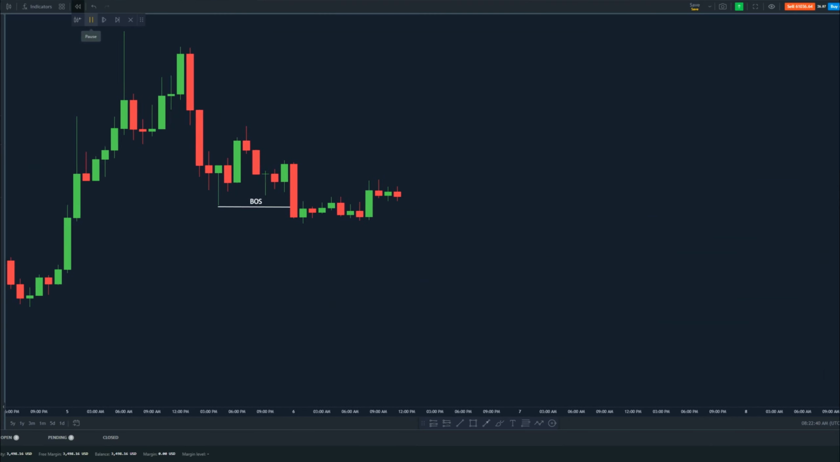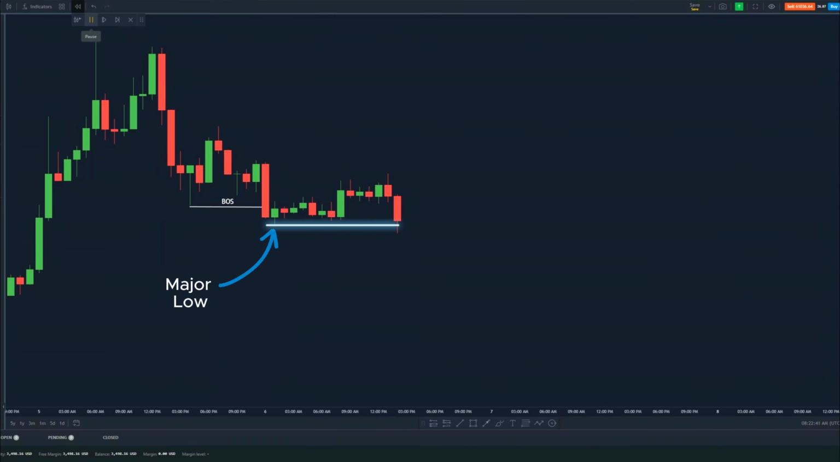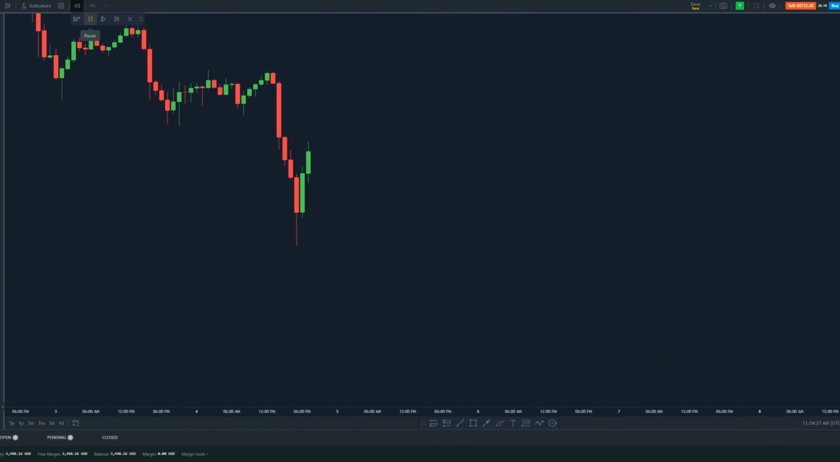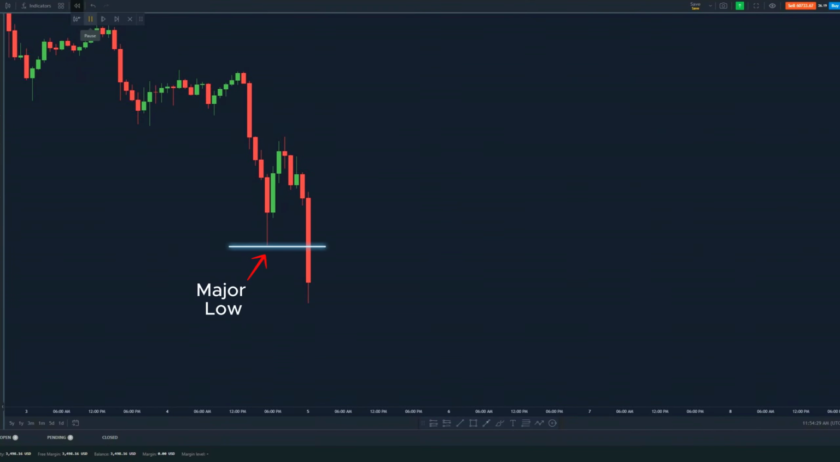Same concept for the bearish scenario. Here, only the wick of the candle breaks the recent major low, and the body of the candle closes above the major low. So, this is not a valid break of structure. In this scenario, the major low has been broken, and the body of this candle has closed below the wick of this major low. So, this is a valid break of structure.